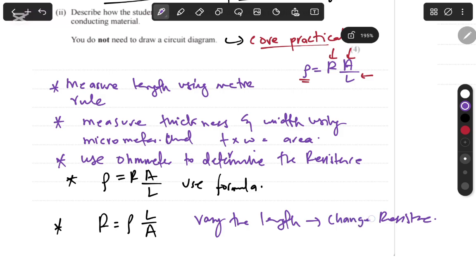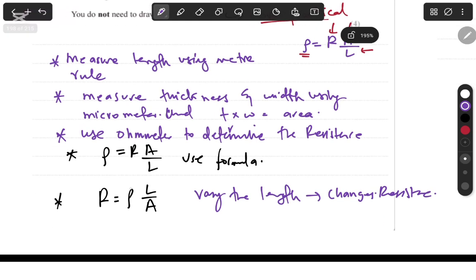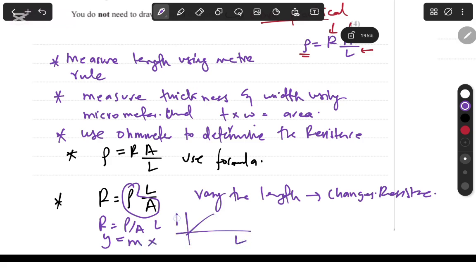Changes resistance. Okay, so vary the length, resistance will change, and the constants are these two. So you can write R is equal to rho over A, L, and compare it to y equals mx. So here you have a straight line, this is L, this is R, and then you get the gradient as rho over A, and gradient times the area will give you the value of resistivity.